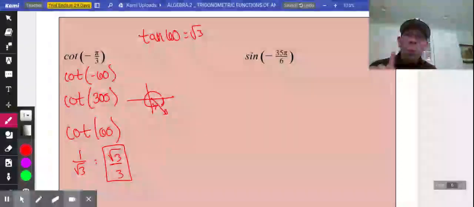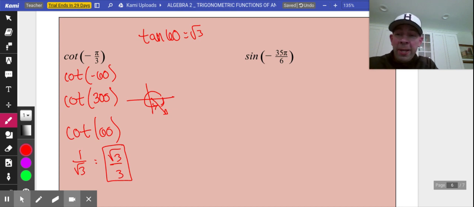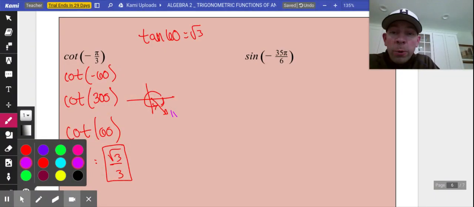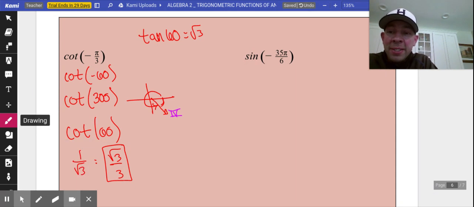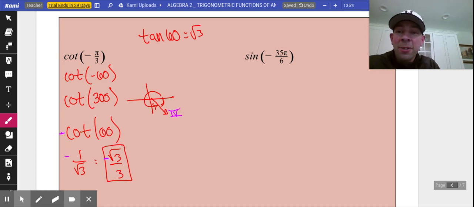Now, what quadrant were we in, right? Well, we were in the fourth quadrant. So that means only cosine's going to be positive. This guy's got to be negative. Attach that negative every step of the way and make sure we have that negative in the answer.